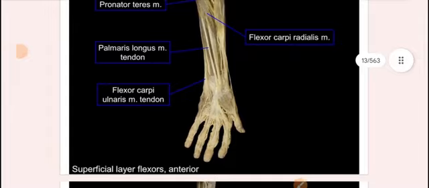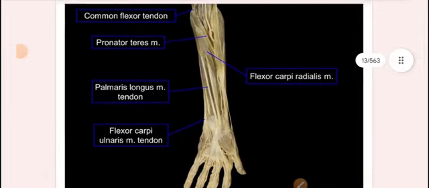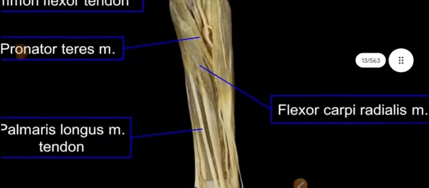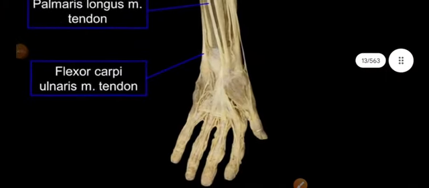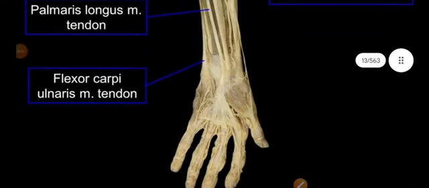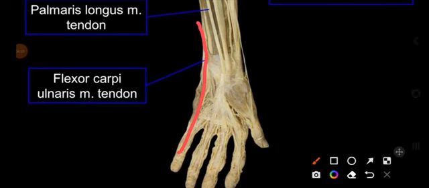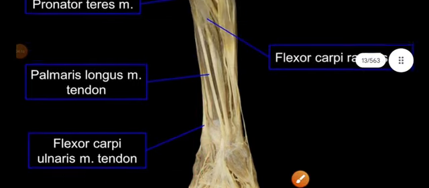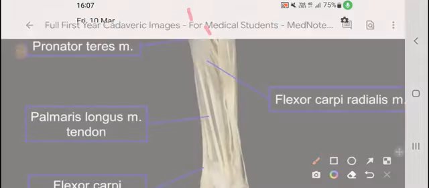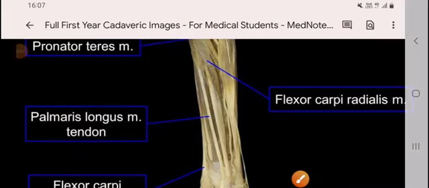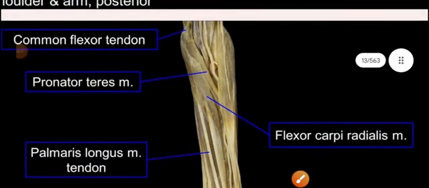Now we are going to the next image, the superficial layer of flexors anteriorly. This is very important: flexor carpi radialis, okay, and flexor carpi ulnaris muscle tendon, and palmaris longus muscle, and pronator teres muscle, common flexor tendon.